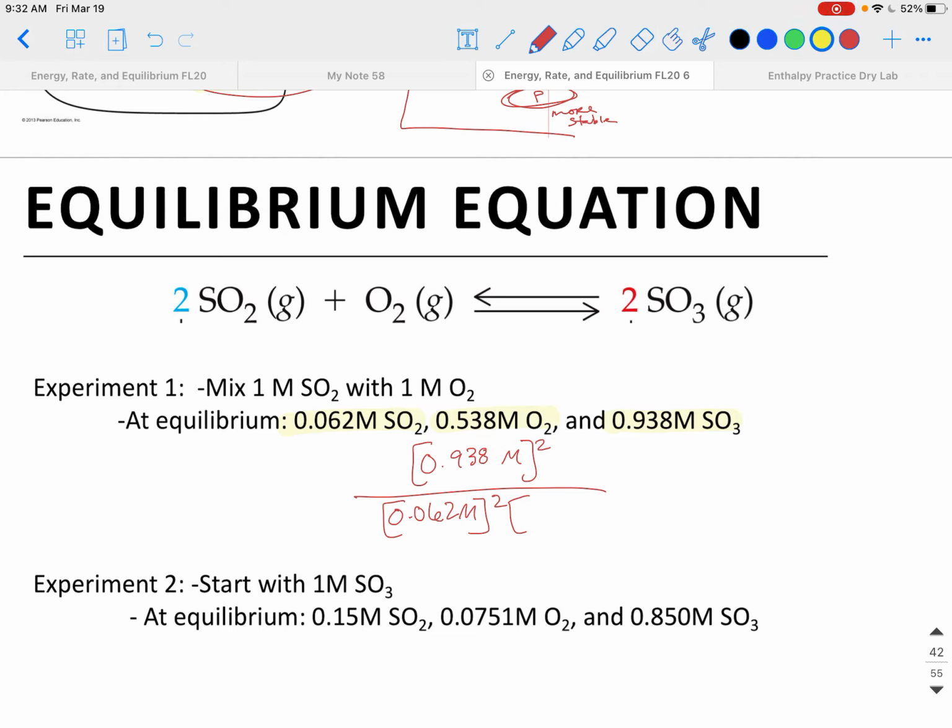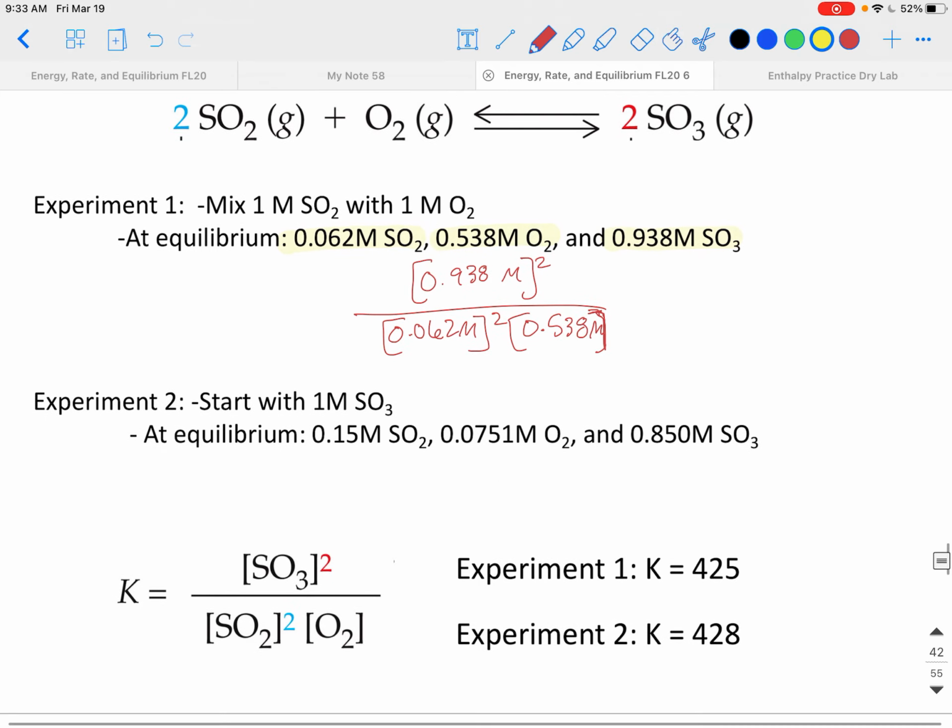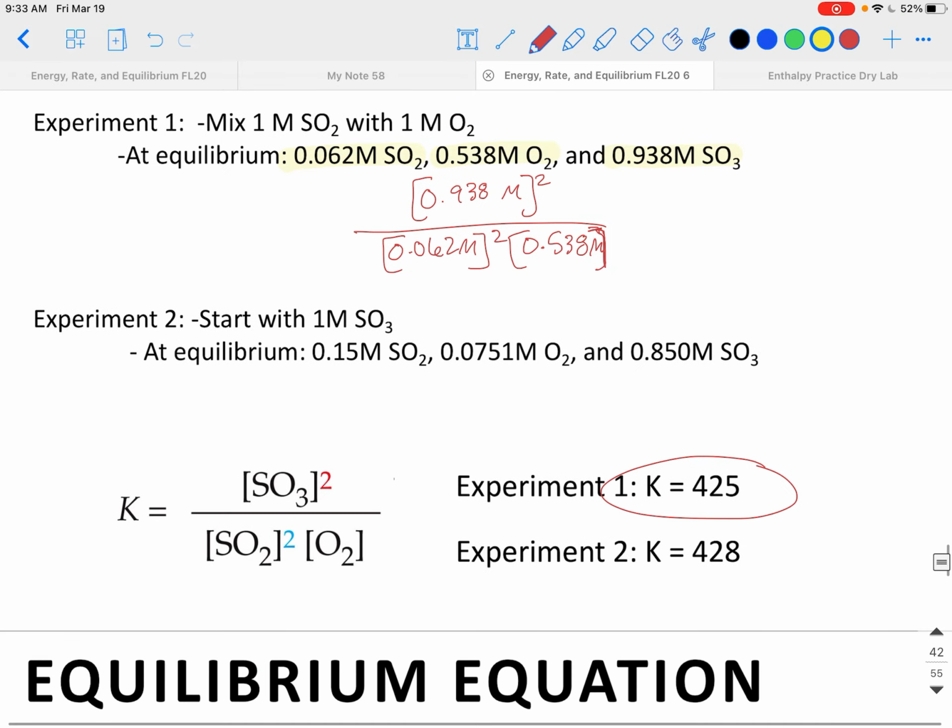So we're multiplying that by the SO2 concentration in the bottom. So that's 0.538 molar. And we don't have any coefficient on O2, so we don't have to square it or anything. And then you would calculate K. And for experiment 1, if you did that, your K should be 425. So actually plug that into your calculator if you want. Double check. You should get a K of 425.